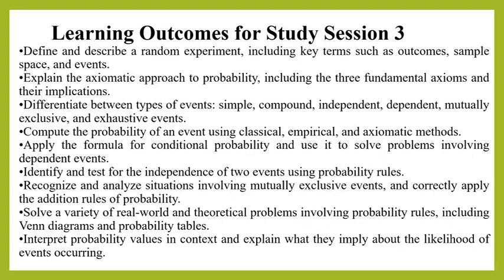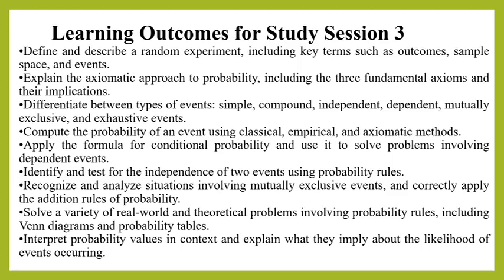Learning outcomes for study section 3. The learning outcomes for study section 3 are: 1. Define and describe a random experiment, including key terms such as outcomes, sample space, and events. 2. Explain the axiomatic approach to probability, which includes the 3 fundamental axioms and their implications. 3. Differentiate between the types of events, which are simple, compound, independent, dependent, mutually exclusive, and exhaustive events.